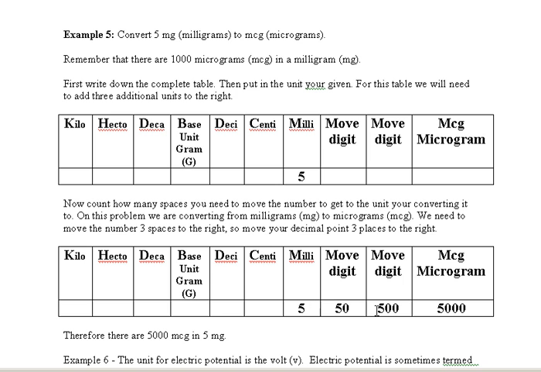As we move to the right, we move our decimal point to the right. So move it 1 place, that gives me 50, then 500, and 1 more, 5,000. So really you just have to multiply the milli by 1,000 to get how many micrograms that is. So there are 5,000 micrograms in 5 milligrams.